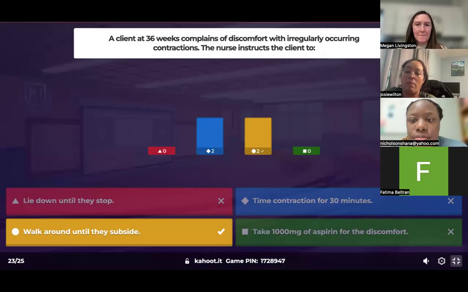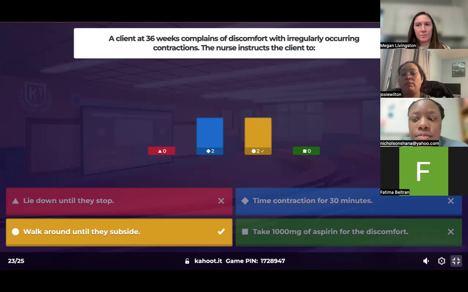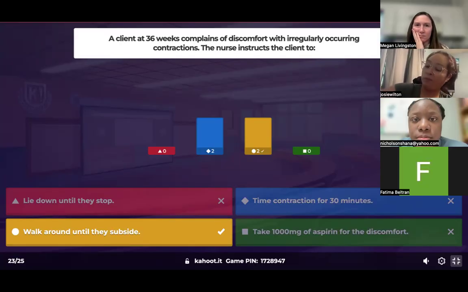So we're going to have the mom walk around until they subside. With the timing, I think the key word there is irregular. If she was having them regularly, like almost every 2 minutes, then we would tell her to time them. But at the 36-week point, we're going to see if they go away with action, like walking around, taking a hot shower, drinking a lot of water.